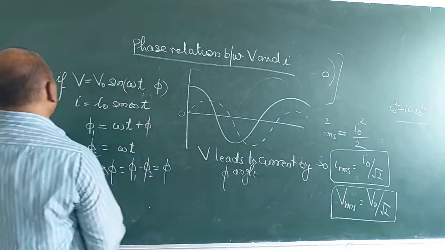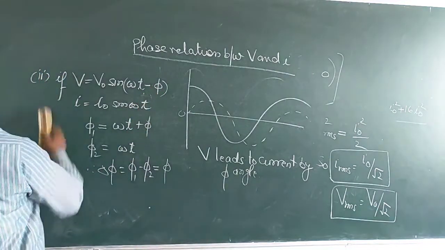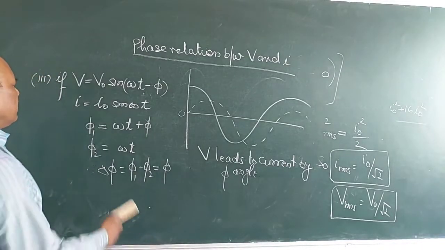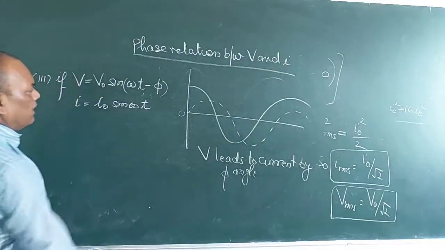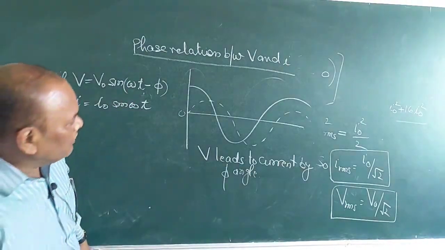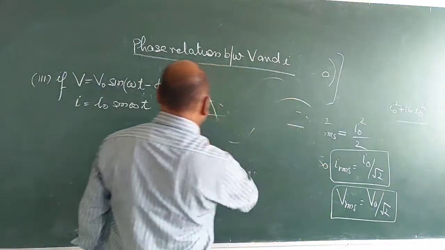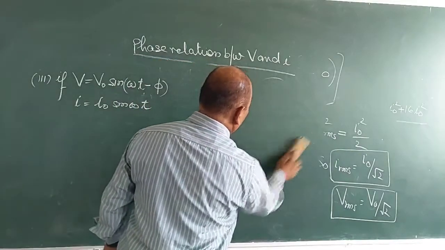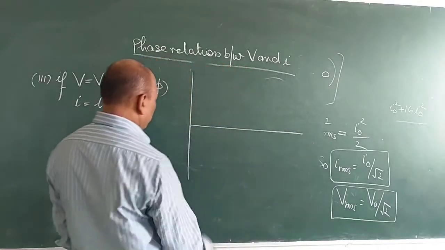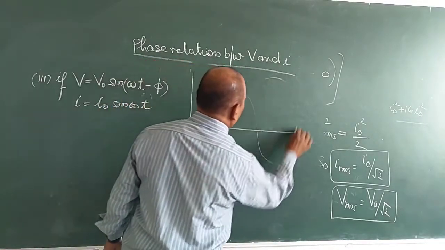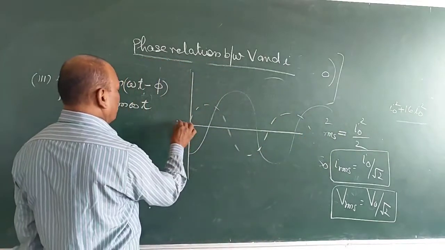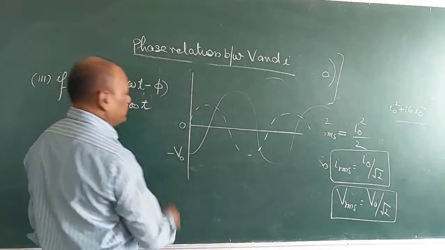And third case, if we are putting a minus sign here, then there is also a phase difference between voltage and current, but in this case with the negative sign, voltage starts from the negative direction like this way. Here it starts from here, and the current starts from the origin. This is O and this is minus V0.